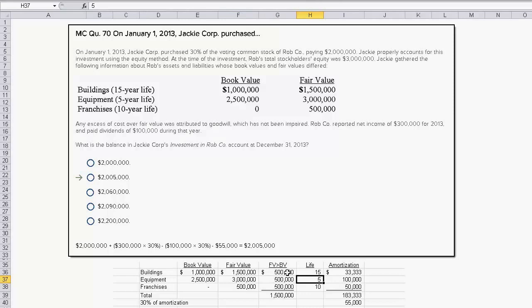Compute the difference, divide by the life, and as a result, I come up with what the total amortization would be as if we had purchased 100% of Rob, but we didn't. We only purchased 30%. So I've got the total amortization, and if I multiply that times 30%, that's the amount of the amortization that I need to record on our books using the equity account. So let me slide down, and I'll show you how I compute that ending balance.